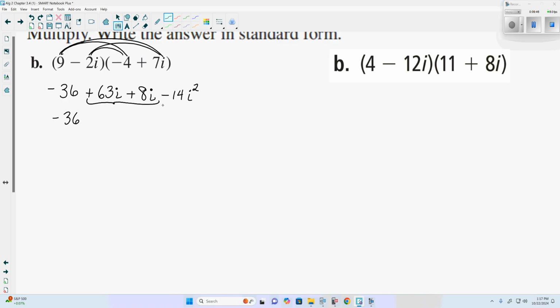Now, there's a few things we can do. One, we do have like terms, our 63i and 8i. We can add those together and get 71i. Minus 14. We can't leave i squared, because what is i squared? -1.